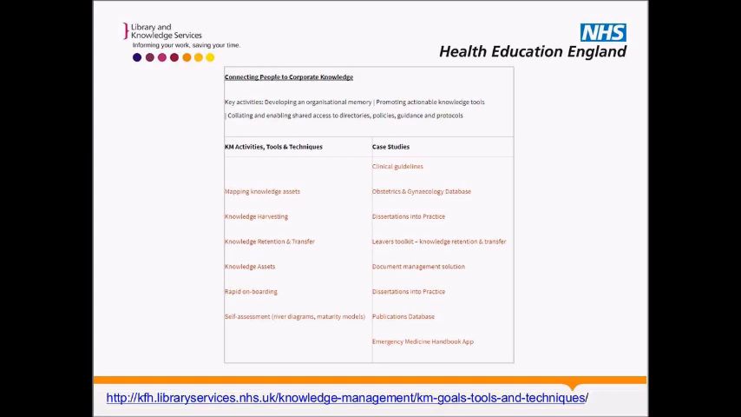They're really useful ways of trying to understand how we as library and knowledge services staff can put into practice various knowledge management tools and techniques, and show how other library and knowledge services staff have actually been able to do this to great effect in their organisations. So connecting people to corporate knowledge is about developing an organisational memory, promoting actionable knowledge tools, collating and enabling shared access to directories, policy, guidance and protocols. And that's really where the knowledge asset element fits in.